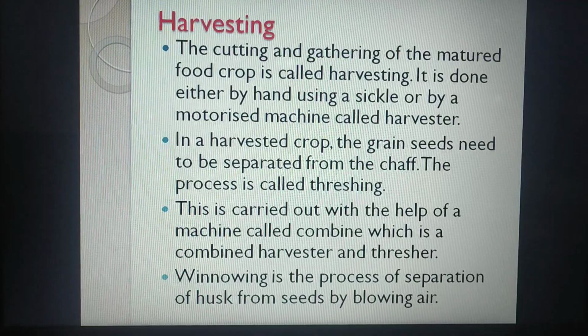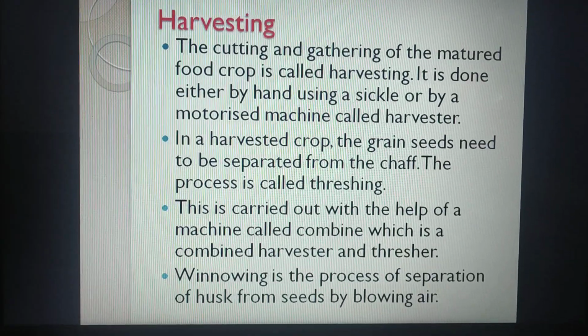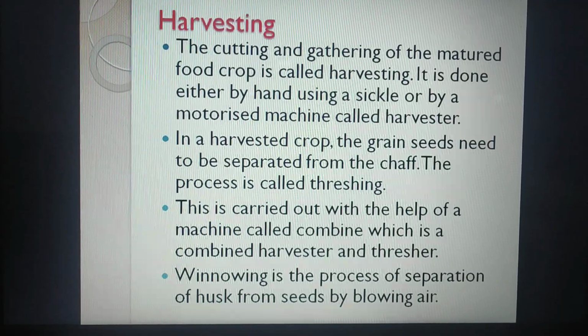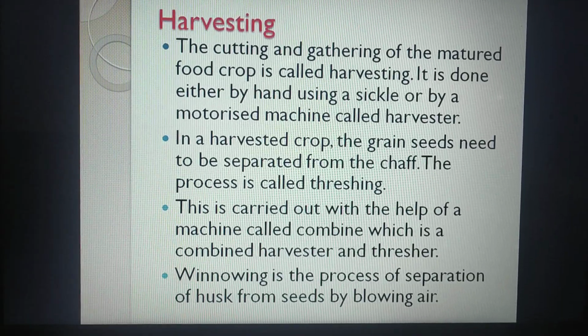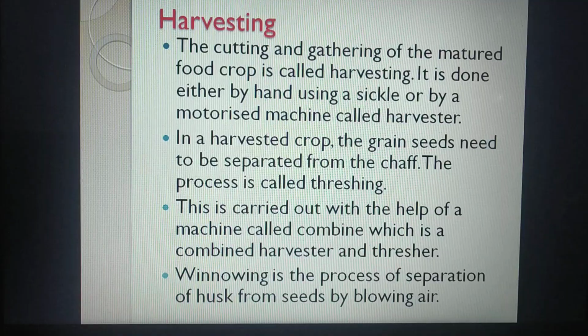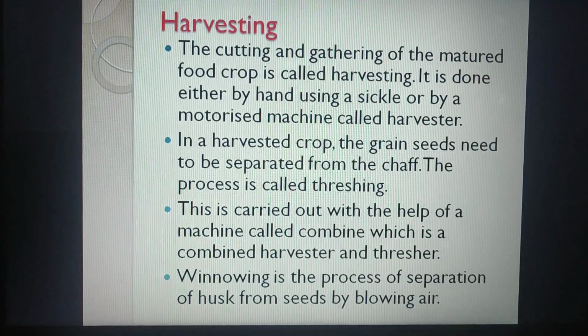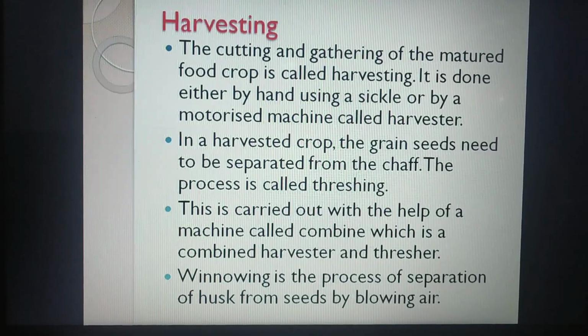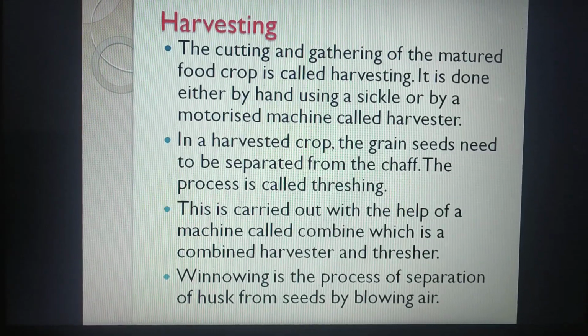Next one more process is here, winnowing. It is a process of separation of husk from seeds by blowing air. Lighter impurities are separated from the seeds by the process of winnowing. So these all three processes were under the heading of harvesting.